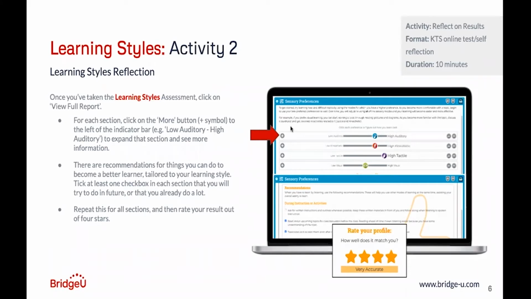Tick at least one checkbox in each section that you'll try to do in future, or that you already do a lot. Once you've gone through each of the sections, you can rate your overall result in terms of how well it matches you. 4 stars means very accurate, and 1 star means not so accurate. If you feel like you're only on 1 star and it doesn't reflect you very well, feel free to pause this video and take the assessment again.